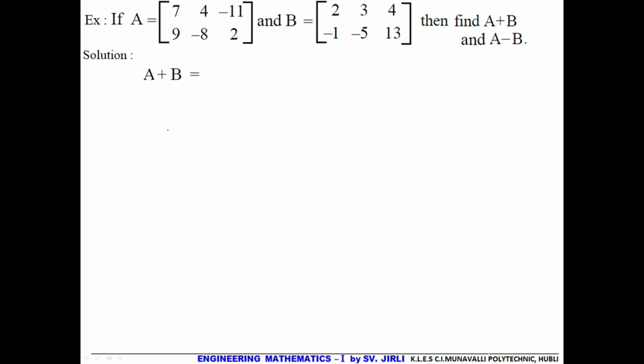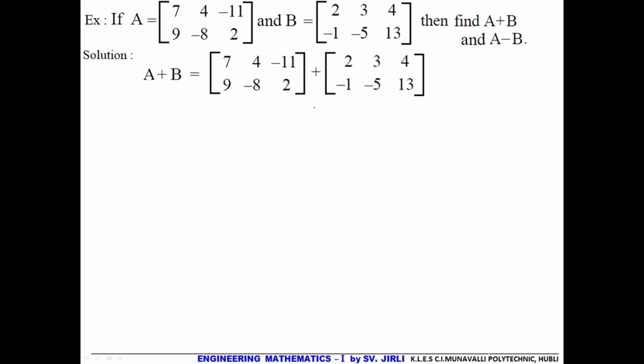A plus B. Please write down A plus B equal to matrix A plus matrix B. Given matrix A and B equal to matrix notation. How to add two matrices?